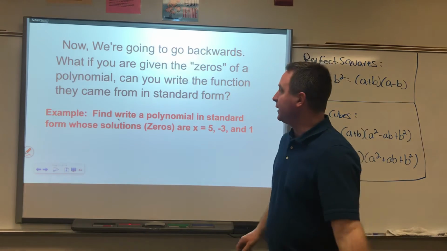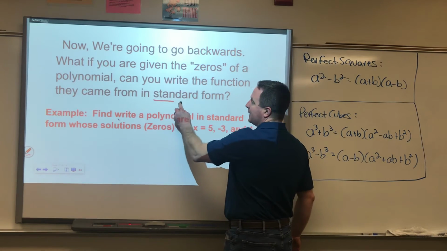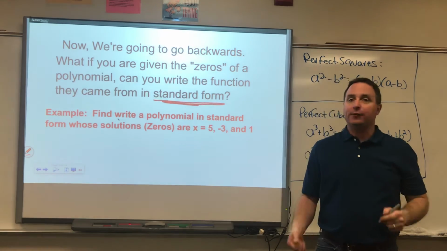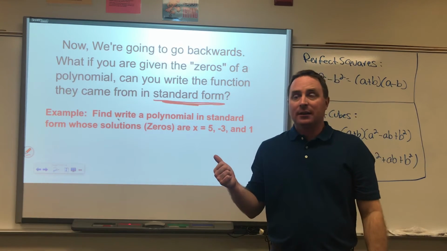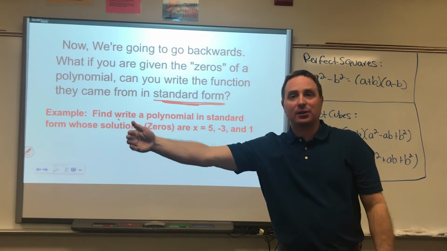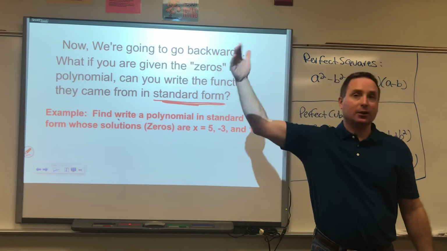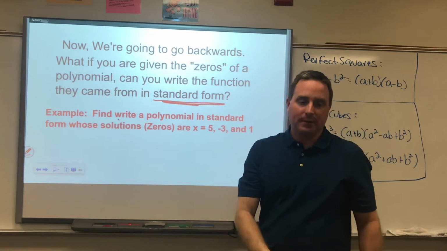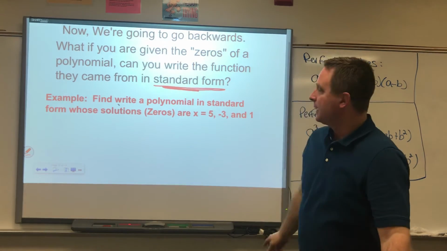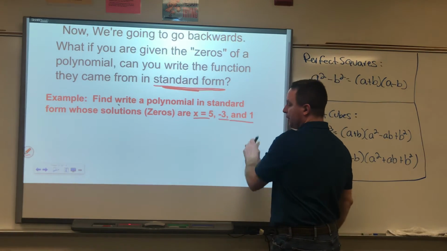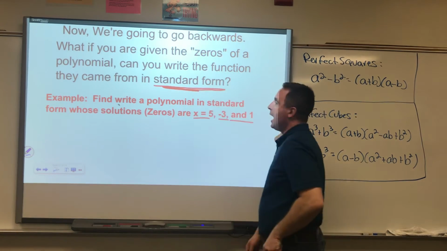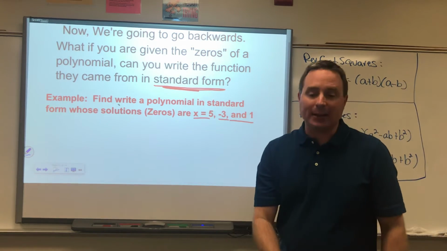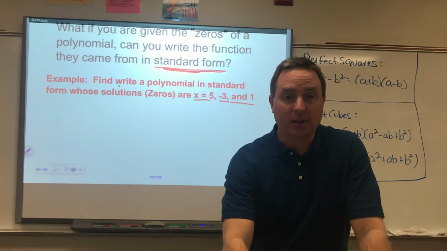One thing that a few people did wrong, or didn't quite get on the last test, is that it wants it in standard form. If you remember standard form, there's no fractions. And it goes in order from the biggest exponent to the smallest exponent. Well, how are we going to do this? What if I told you these were the three solutions? I want to find the polynomial equation that they came from. Well, this is doing that factoring business in reverse.